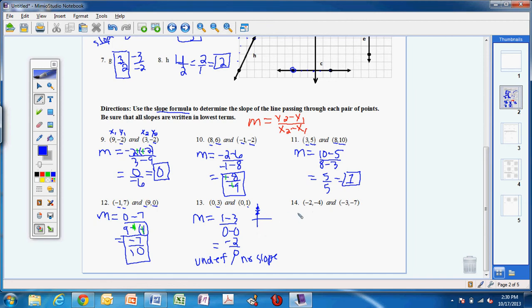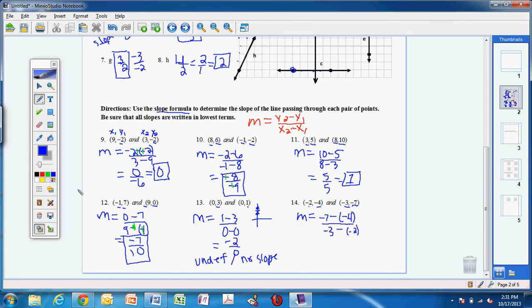Okay, so last but not least, slope for the last one. We're taking our y2 minus our y1. So we're having negative 7 minus negative 4. So again, be careful keeping these signs. Don't lose a negative somewhere. And then x2 minus x1. So we're getting a negative 3 minus a negative 2.